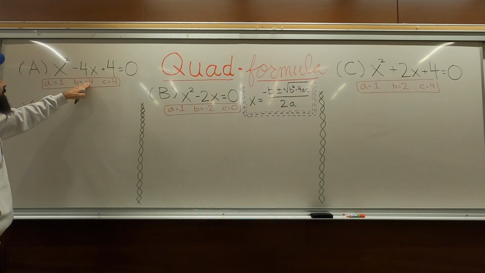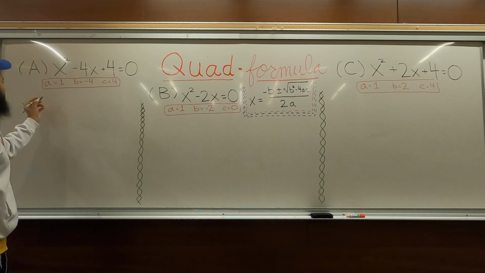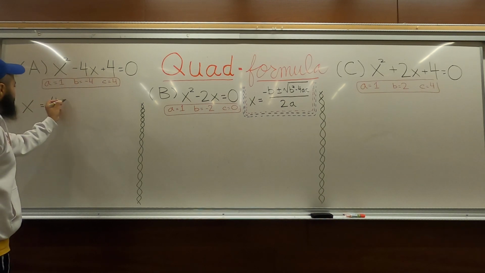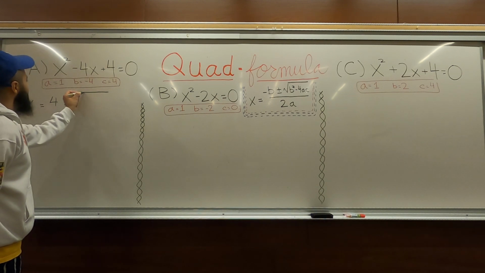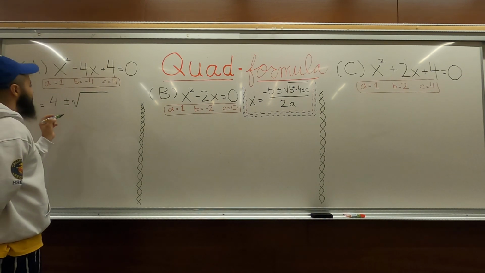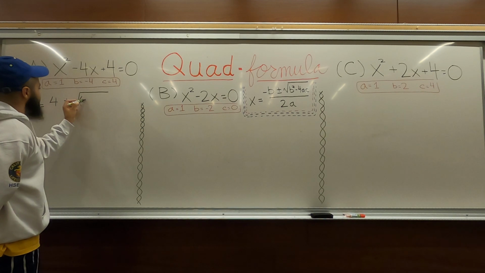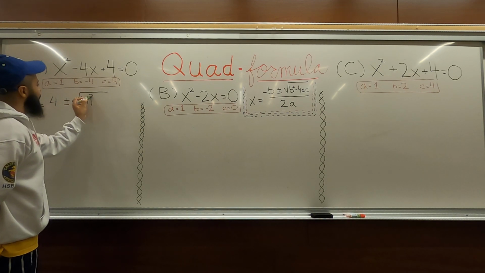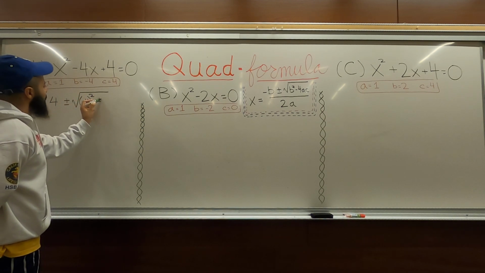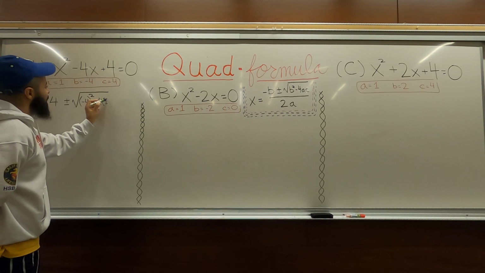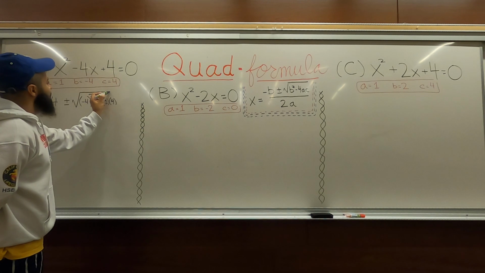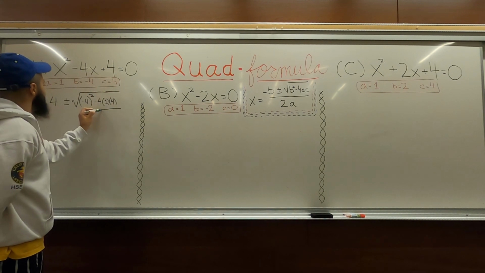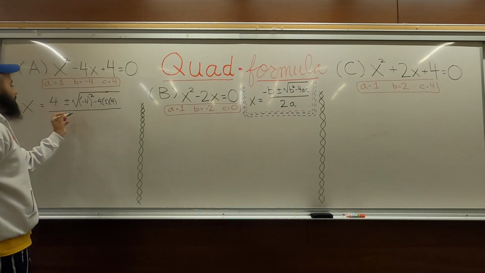All right, so X equals negative B. B is negative 4, so taking the negative of negative 4 is just 4, plus or minus the square root of the discriminant b squared minus 4ac. So we're going to take negative 4, square it, subtract it from 4 times a times the c, and that whole thing is being square rooted. All of this over 2 times 1, 2 times the a, which is just 2.